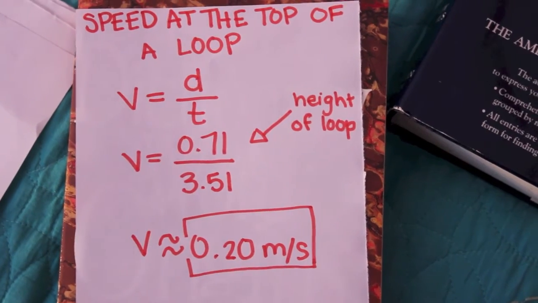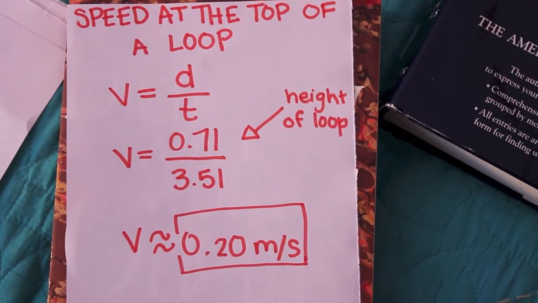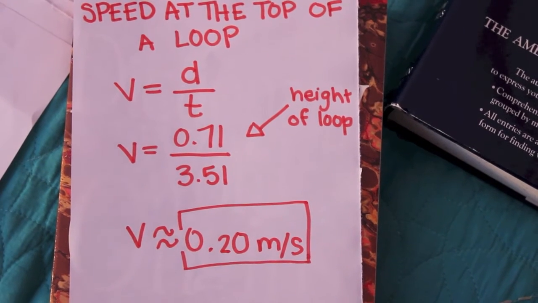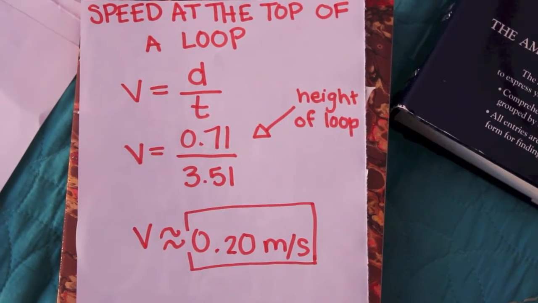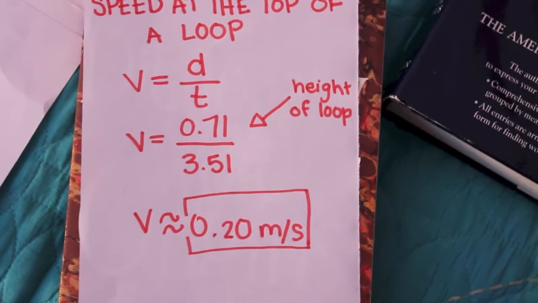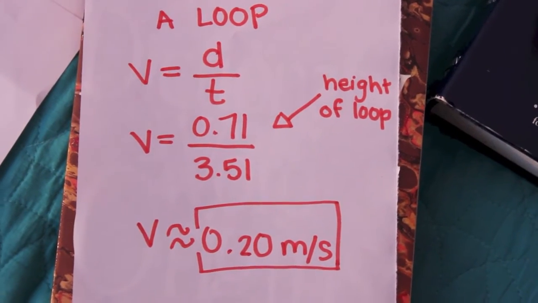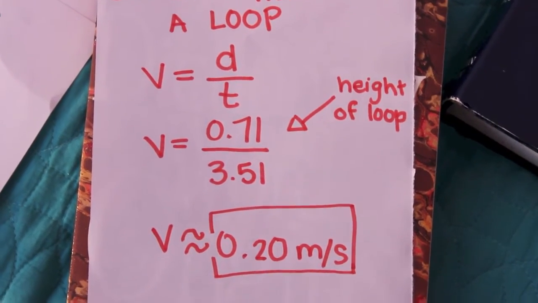To find the speed at the top of a loop, you're going to use the formula velocity equals distance over time. Our distance is going to be the height of the loop, which was 0.71 meters. We're going to divide that by the average time, which is 3.51 seconds, and you get approximately 0.2 meters per second.